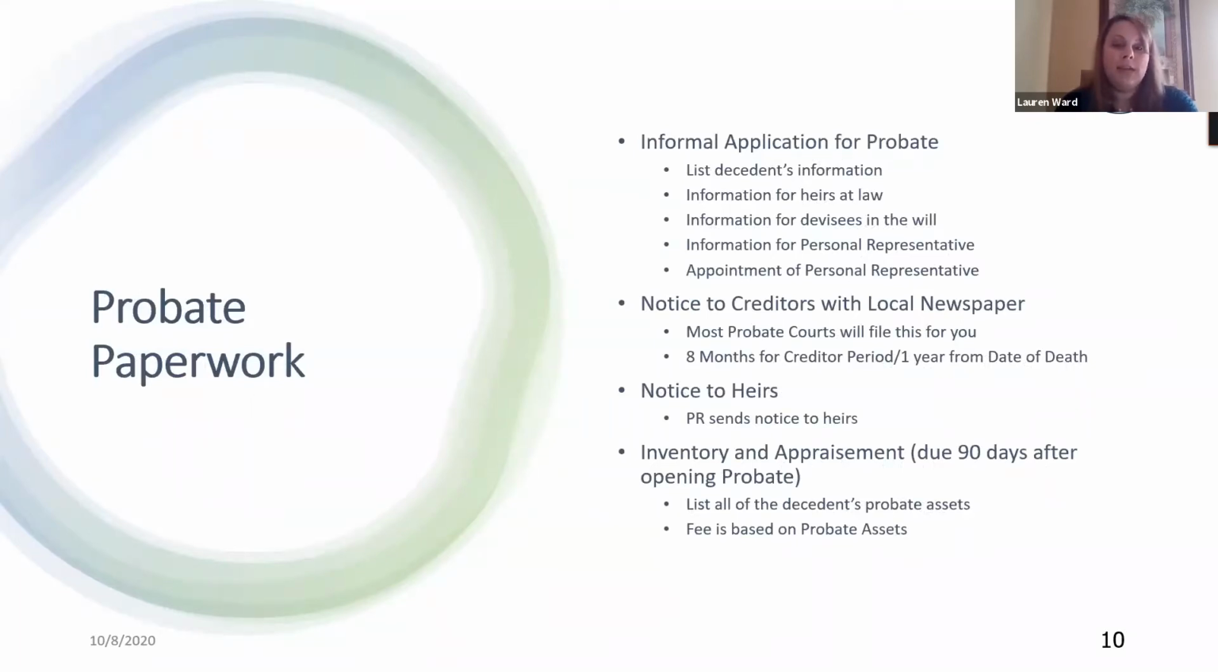But on this application, we're going to need the decedent's information, their place of residence. We're going to need their death date. You're going to have to list their heirs at law, and you're going to need to list the devisees in a will.